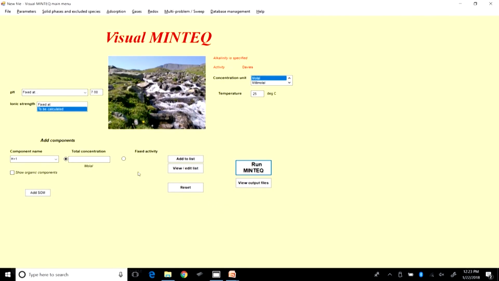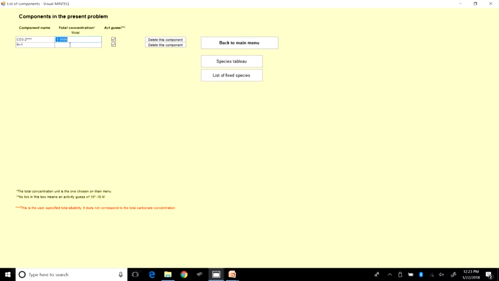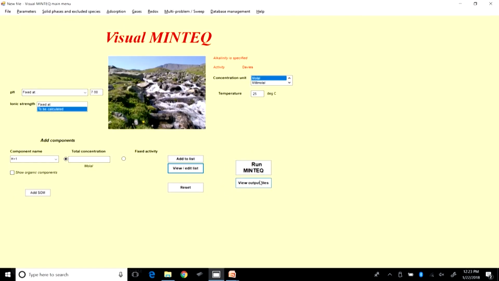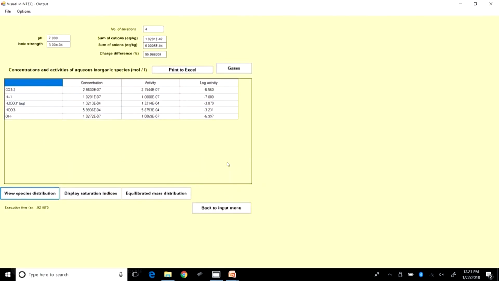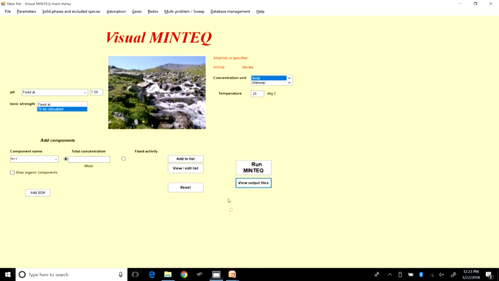If I go back to main menu, view edit list. Earlier I made the error of inadvertently deleting H plus, which is why we got an error. And where are the output files? Okay, here are the output files. You can look at the relevant concentrations here and calculate that. Now I am going to change it.